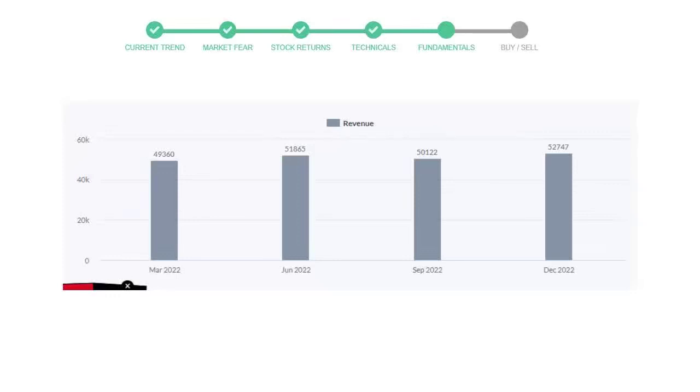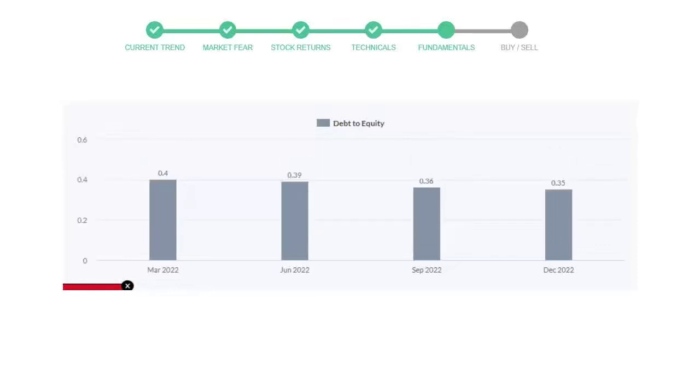Now let's see the profitability of Microsoft in the quarter September 22. The profits were $17,556 million. And in the recent quarter, December 22, the profits declined to $16,425 million.